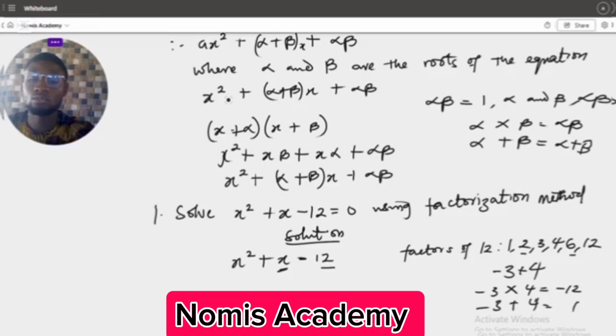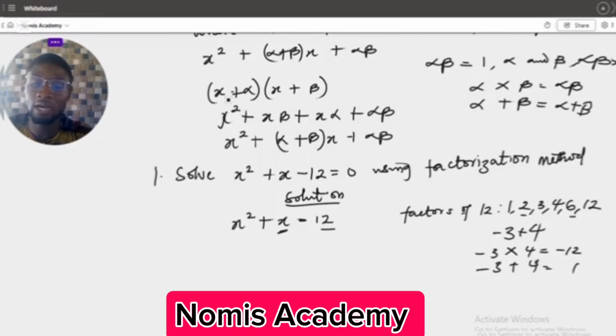Then I will come back to my equation to factorize out by opening my bracket like this and writing x, since I have just x squared. Then I take those factors of 12 in, that is minus 3 and plus 4. I just factorized the equation.